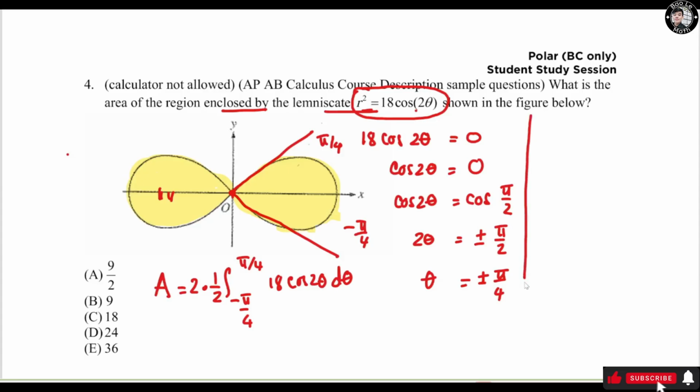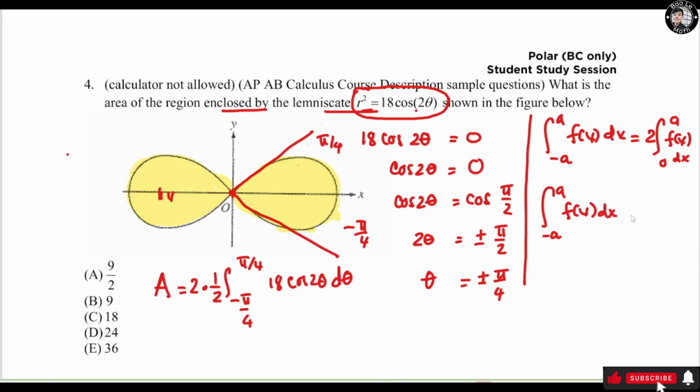Now we need to review the old concept. If the function f(s) is even, then you have the integral from negative a to a of f of s ds equals 2 times the integral from 0 to a of f of s ds, right? If the function f(s) is odd, you have the integral from negative a to a of f of s ds equal to 0. So keep that in mind. Now the cosine function is even, right? So this guy cancels out.